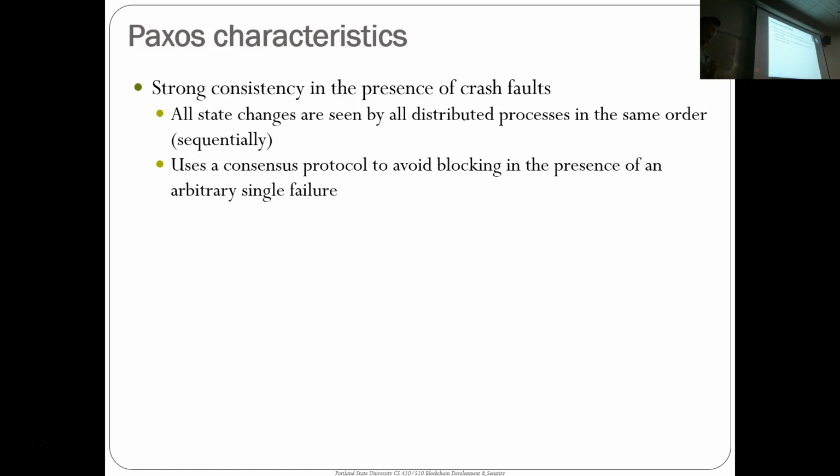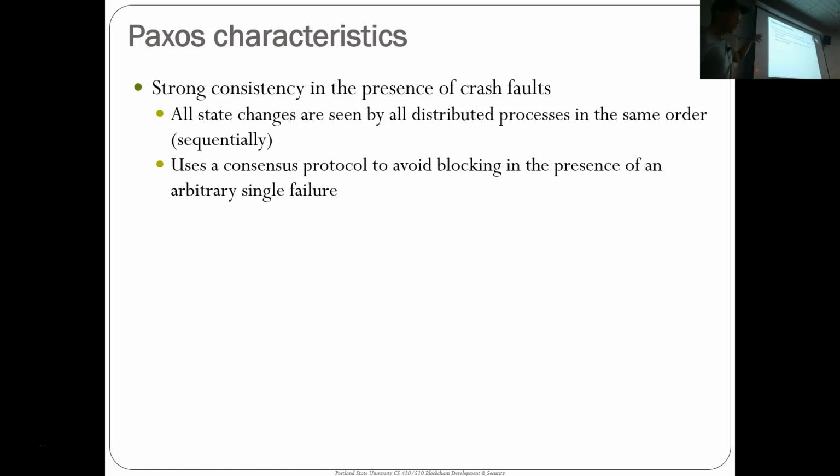So Paxos is this algorithm that supports this. It gives you strong consistency in the presence of crash faults. All of the state changes are eventually seen by all of the distributed processes, and you can think of this as all the lawmakers. So each lawmaker is a process. And it's seen in the same order. So that's what the magic of the algorithm allows you to get, okay?